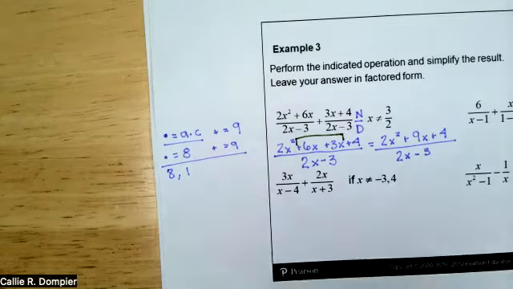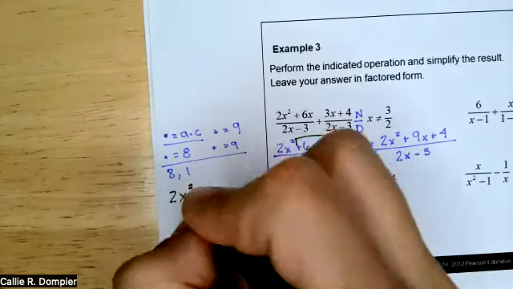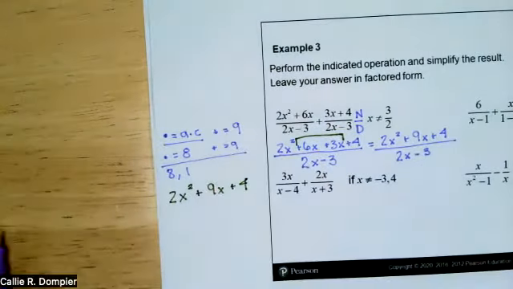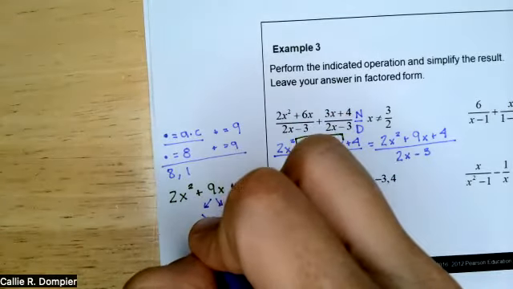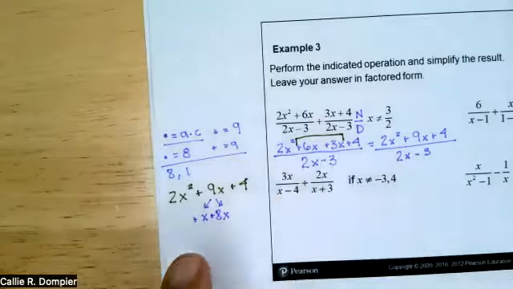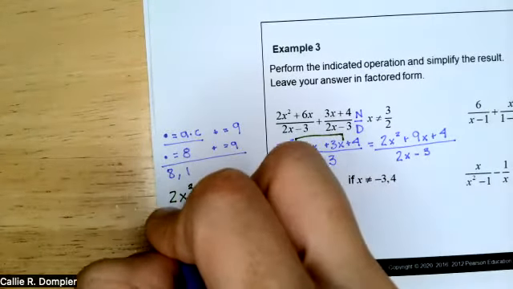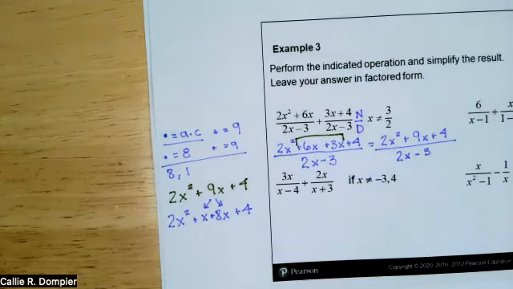Okay, so we have 2x squared plus 9x plus 4. The 9 becomes x and 8x, right? Those are both positive. So we have positive 1 and positive 8. Doesn't matter what order you put it in. So we have 2x squared plus x plus 8x plus 4. Now I have to do, what is it? Factoring by grouping.